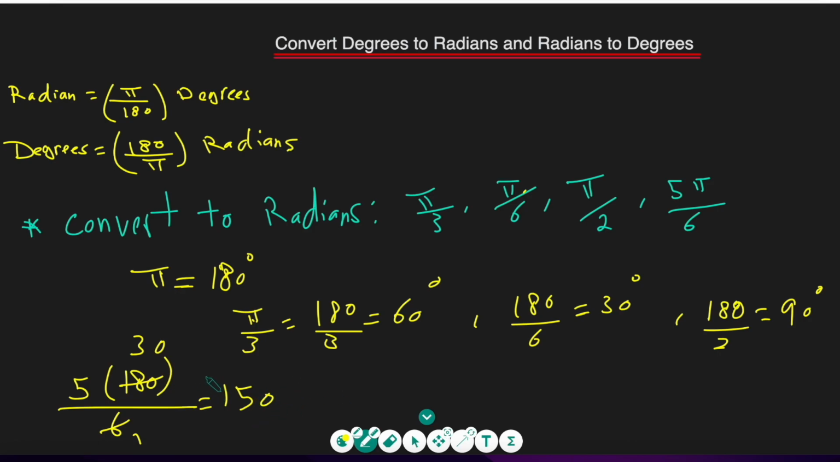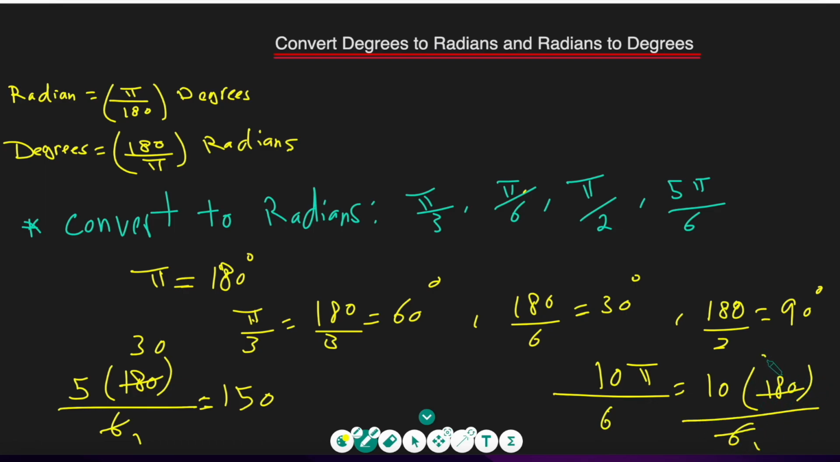And you can do it even for big numbers. If you have 10 pi over 6, you could do the same thing. Do 10 times 180 over 6, 6 has 1, this has 30, that's 300. And so on. Because when you reduce this, it's going to be 5 pi over 3.